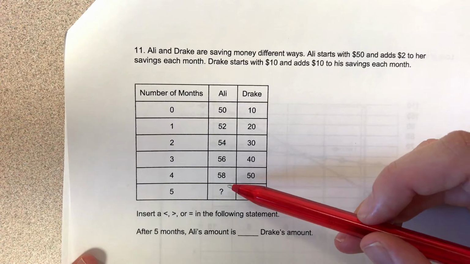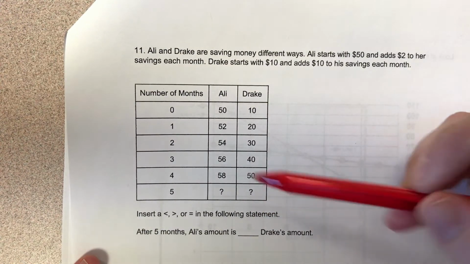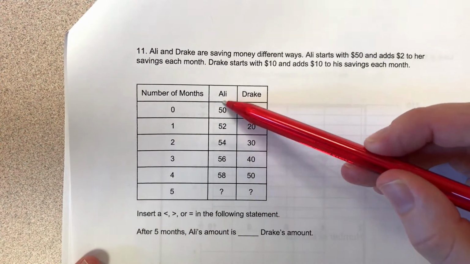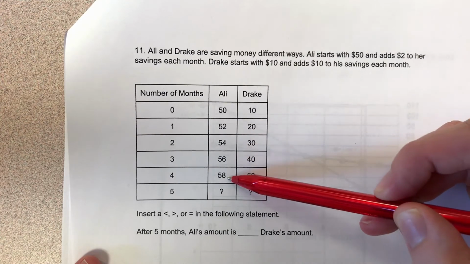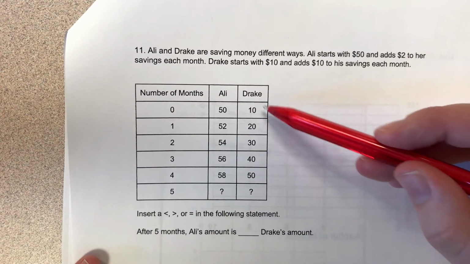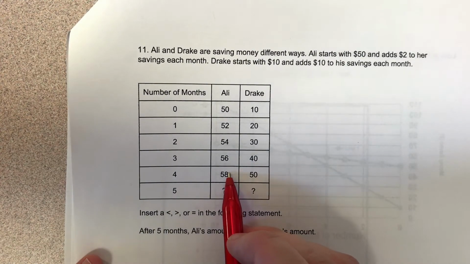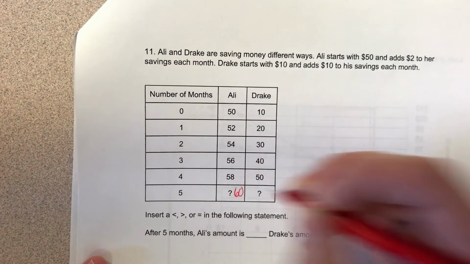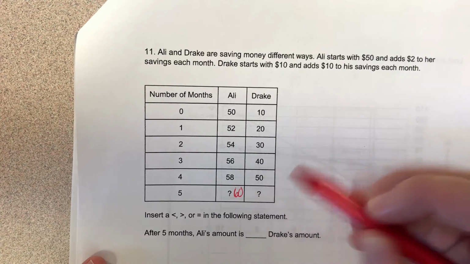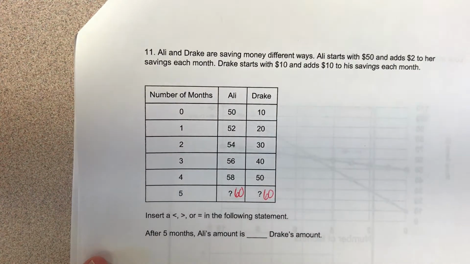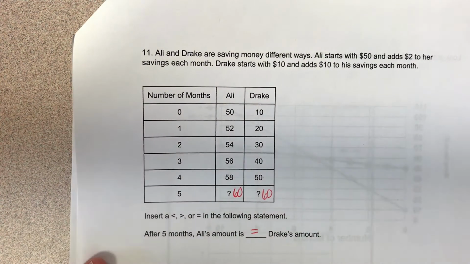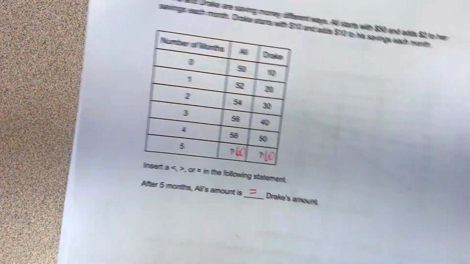So what we need to do is figure out what are the missing numbers here. So Allie started with 50 and added 2 every week. Drake started with 10 and added 10 every week. So what's the next number going to be? Well, 58 plus 2 is 60, and 50 plus 10 is also 60. So their amounts are actually equal at week 5. So that's the answer for that side.